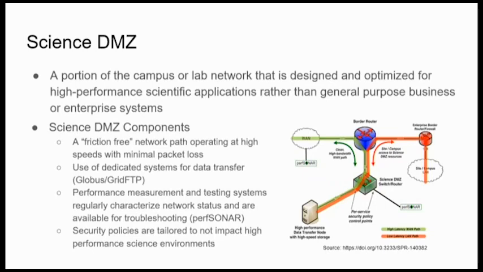It's optimized for high performance scientific applications, unlike what a commodity network would look like. Another important characteristic of the science DMZ is that the security policies are tailored to not impact the high performance science environment. In this scenario, it is important that consistent high throughput is maintained to transfer large amounts of data, as well as low latency, because no additional latency can be added to the network. So this model allows us to not be affected by a commodity network, which is like Purdue's Wi-Fi or student computers or anything of that sort.